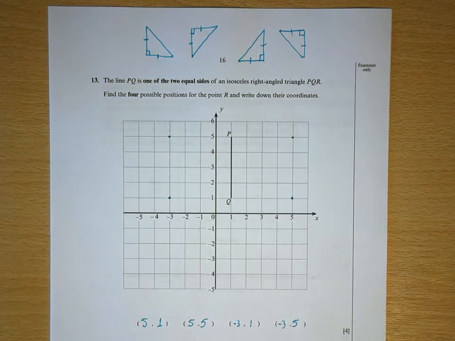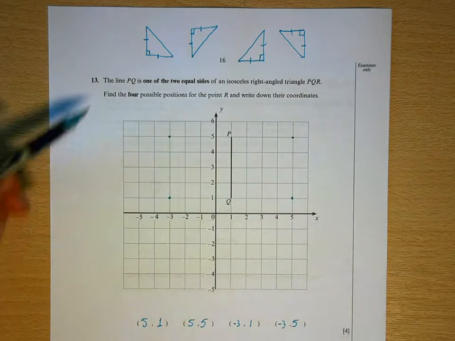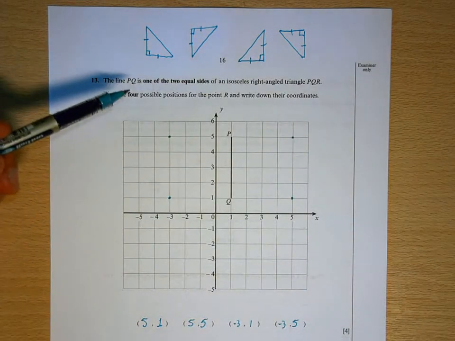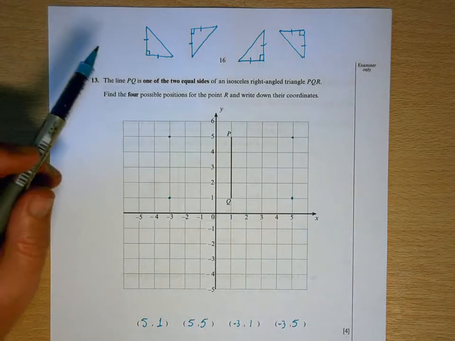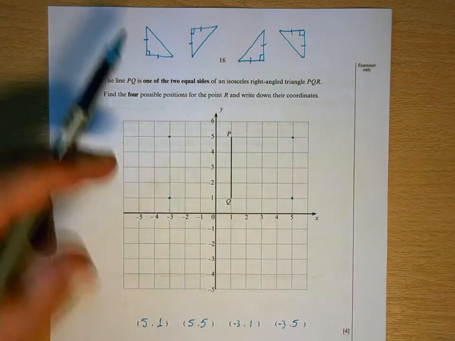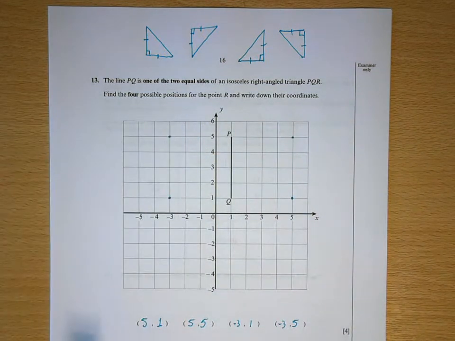Okay? Don't worry about scribbling things on your paper. If it helps to draw little sketches, draw them and then transfer that knowledge onto the grid. So there's another 4 marks.